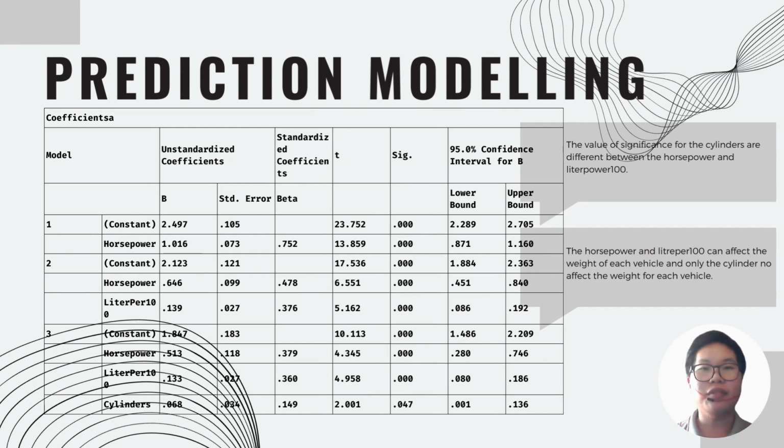Our group chose the weight to compare the cylinder, horsepower and liter per 100. Based on the significance column in the table, the values go from 0.000 at the top until the last one at the bottom, which is 0.047. The significance values show differences for the horsepower and liter per 100, so we can conclude that horsepower and liter per 100 can affect the weight of each vehicle, and only the cylinder does not affect the weight of each vehicle.